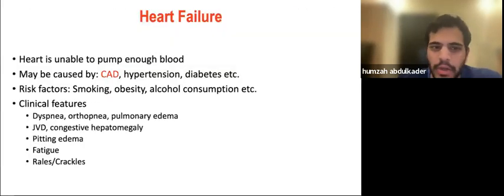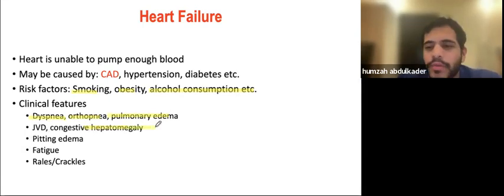Now just some basics on heart failure. Most likely caused by coronary artery disease, hypertension, diabetes, smoking, obesity, alcohol consumption. These are all risk factors. And this is what, in my opinion, is more important for you guys to look at, which is the clinical features: dyspnea, orthopnea, pulmonary edema, jugular venous distension, hepatomegaly. This is more for right-sided heart failure. Also pitting edema, fatigue, rales, and crackles.